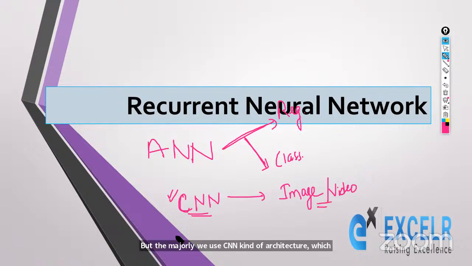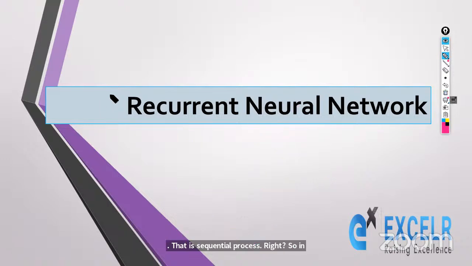Then we have the RNN, recurrent neural network, and that is used for sequential data analysis. Under sequential data, we have time series forecasting and text data analytics, right? These two come under sequence data analysis, that means sequential processing. In that way, things are arranged. So now we are going to understand the recurrent neural network, which is the RNN. So let's start.